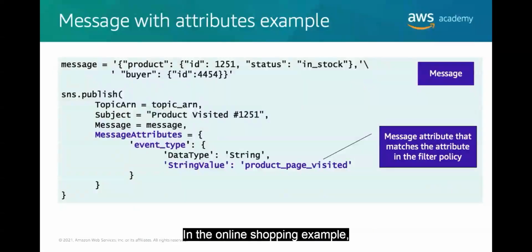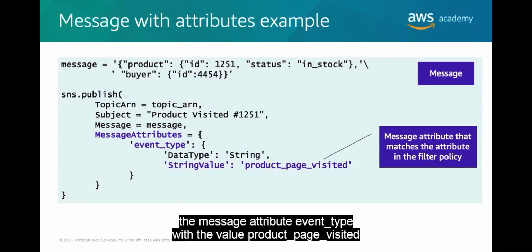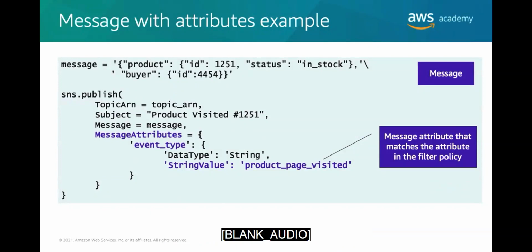In the online shopping example, the message attribute event type with the value product page visited matches only the filter policy that's associated with the search engine subscription. Therefore, only the Lambda function subscribed to the SNS topic is notified about the navigation event, and the payment SQS queue is not notified.